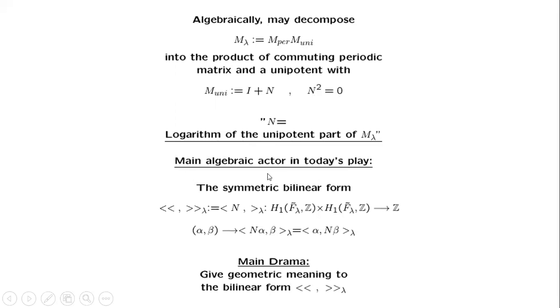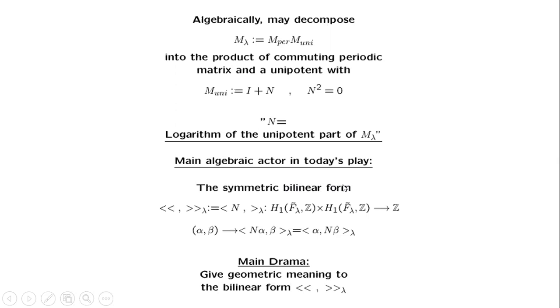Now, the main algebraic actor in what I want to say today is the following symmetric bilinear form. So you have alpha and beta. You apply this nilpotent part to one factor, and then you do coproduct with the beta. So alpha and beta, you apply N to the alpha, and then you do coproduct with beta. And so this gives a symmetric bilinear form.